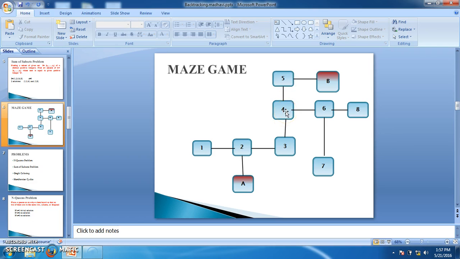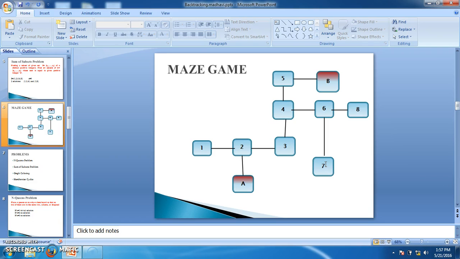Suppose we select 4 to 6. Again at 6 we have two different ways. One is from 6 to room 8. At room 8, again it is a dead end and we won't reach room B. So we need to come back to room 6, and there is another way from room 6 to room 7. Again here also it is a dead end. We won't reach room B.